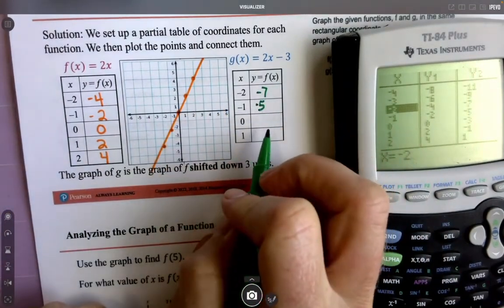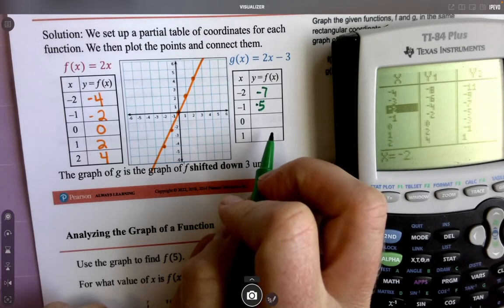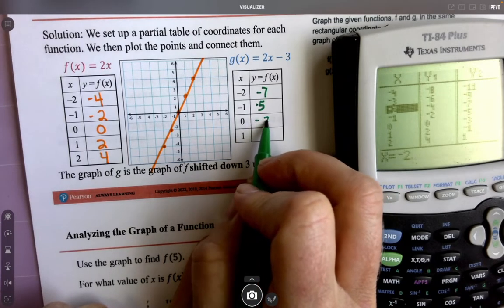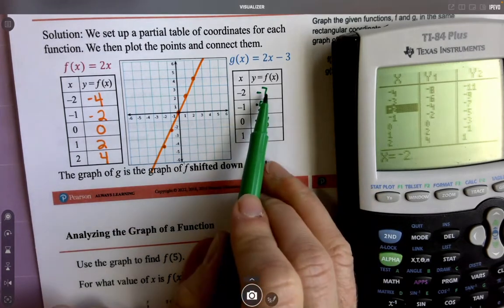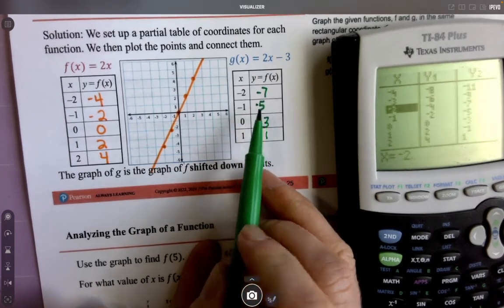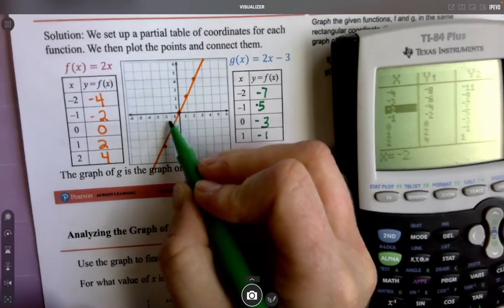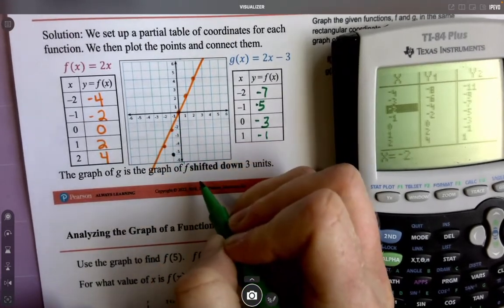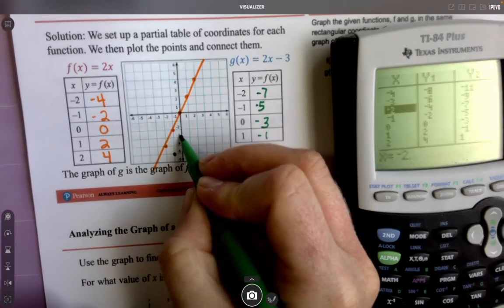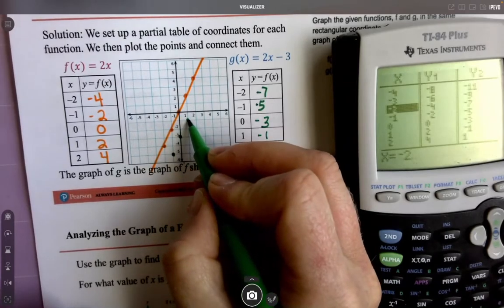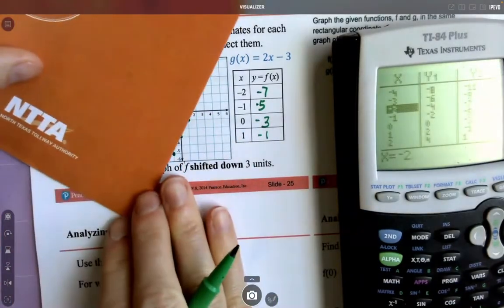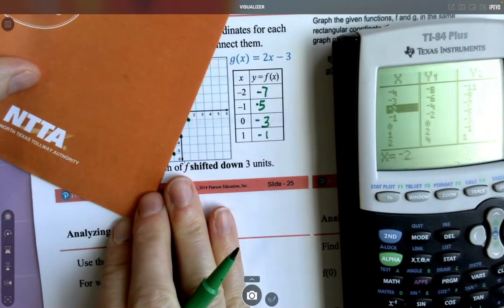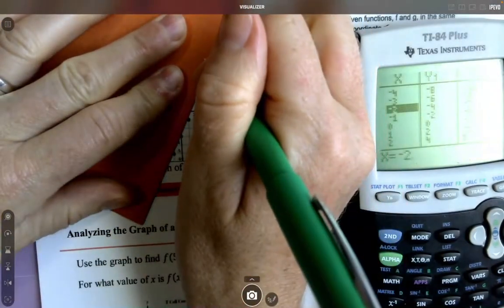-5, 0. It's -3. And 1 is -1. So I can't fit that one on my graph. I can fit that one though. -1, -5, 0, -3, 1, -1. So something like that.